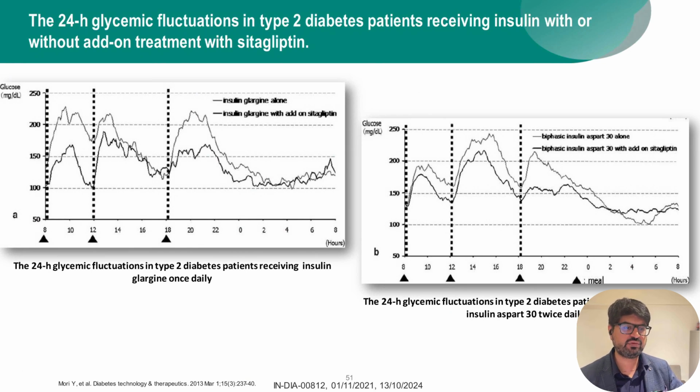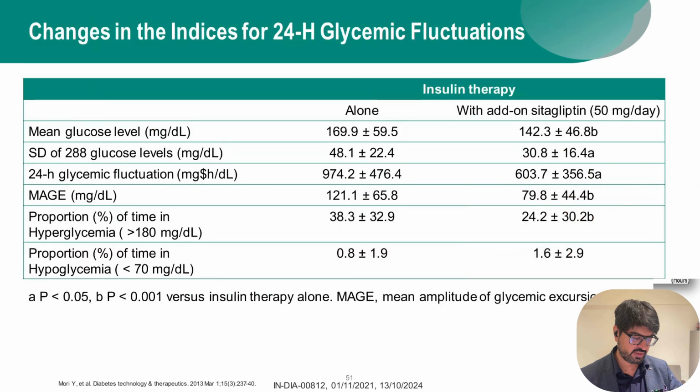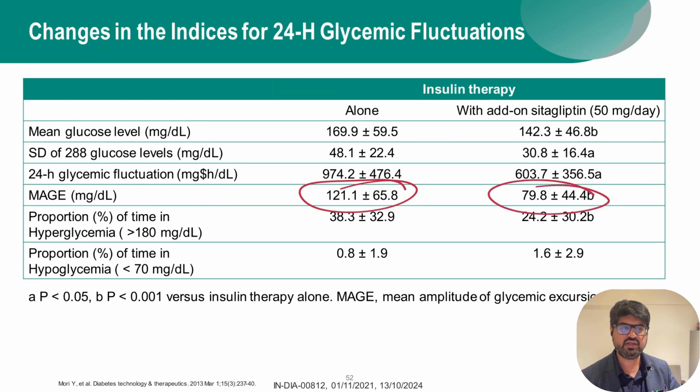Now very clearly you can see the 24-hour fluctuation. One group is where glargine alone is used, and the other group is glargine with sitagliptin. You can clearly see the glycemic variability over a period of time reduces with the use of sitagliptin. A similar thing was also seen with patients on premix insulin. In terms of the actual number, the MAGE value was 121 here, and in patients on sitagliptin, which is 50 milligrams, the MAGE value was significantly reduced.